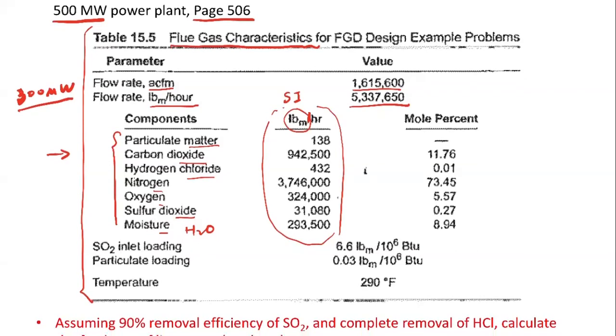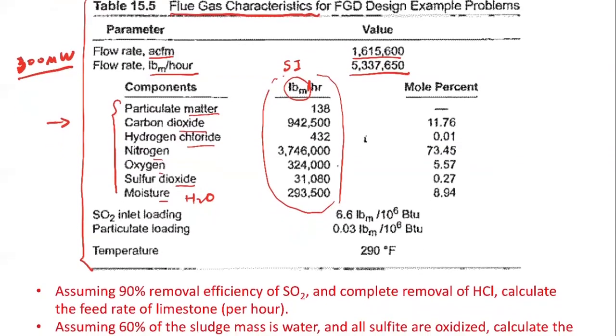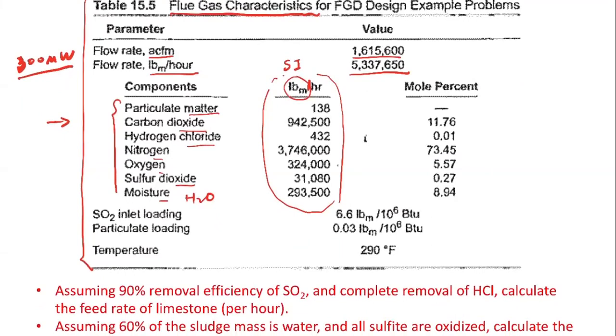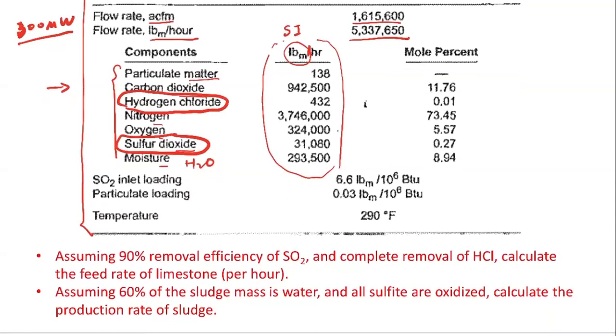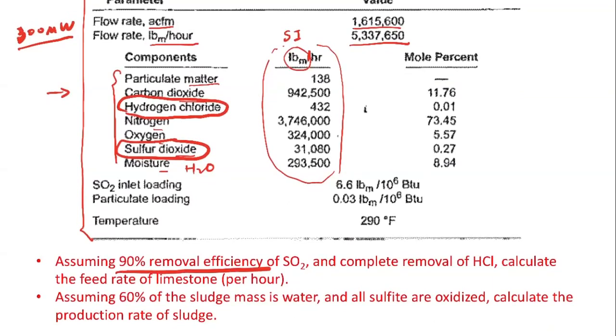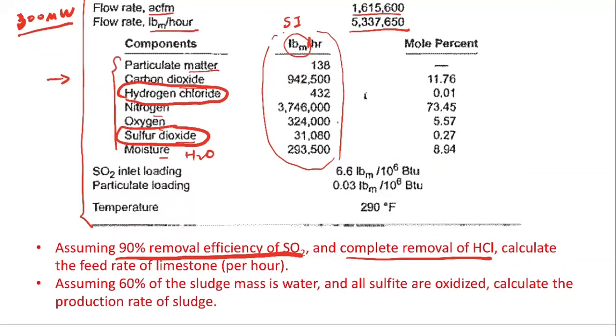Okay, so you can see that generally in the flue gas, there are many species, but we're trying to deal with the hydrogen chloride and the sulfur dioxide. Okay, so not only sulfur dioxide, there are also other acidic gas species which can react with the limestone or lime. So we assume that there is 90% removal efficiency of the sulfur dioxide and complete removal of the hydrogen chloride. And we need to calculate the feed rate of the limestone per hour.